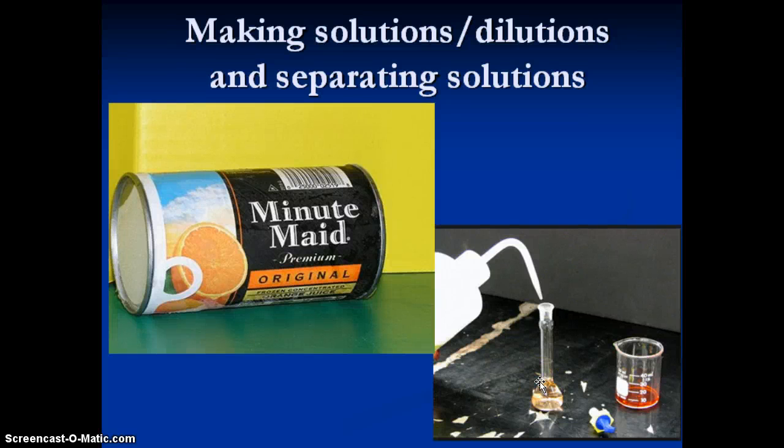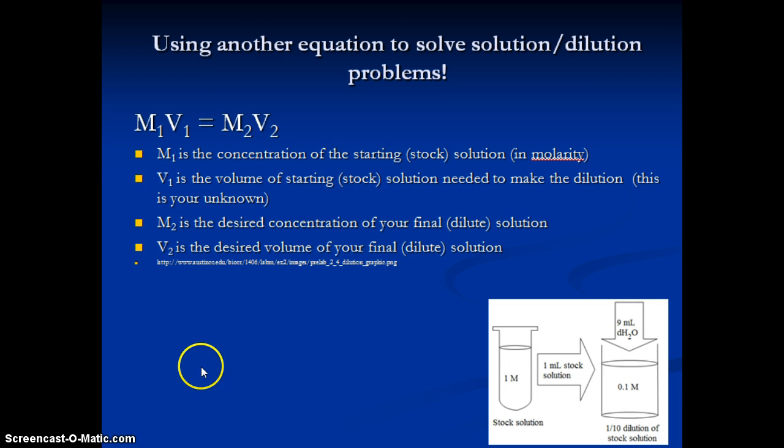In this video, we are going to learn how to make solutions by adding water to dilute it in a very quantitative way. And so it would be like taking frozen orange juice from concentrate and creating something drinkable by adding water. We are also going to discuss ways that we can separate out solutes from their solutions. So once again, we're going to be using another equation and yet another equation to solve solution-dilution problems. And the equation can be found in your reference table.